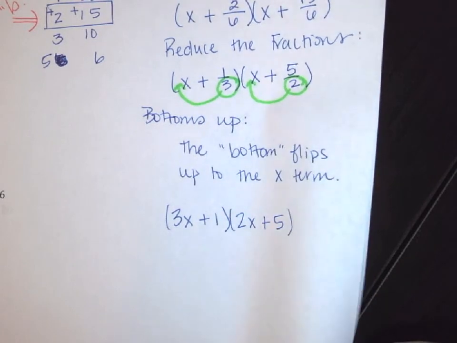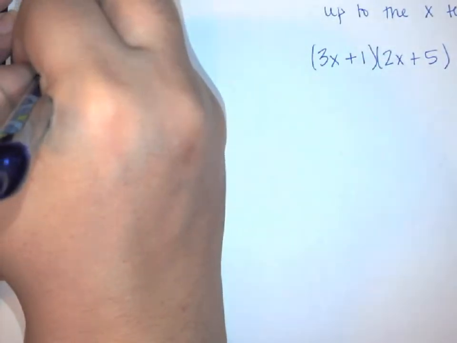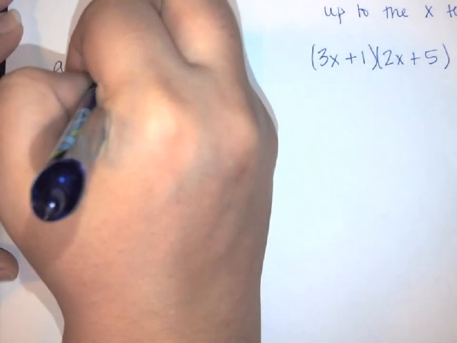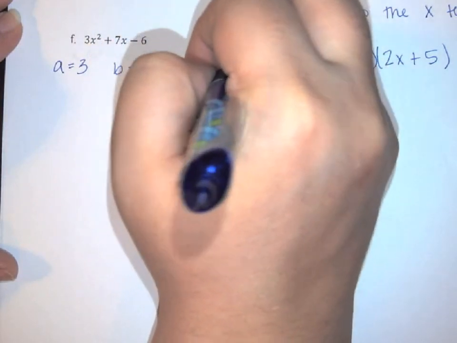So let's try it again. Here, my a term is 3, my b term is 7, my c term is a negative 6.